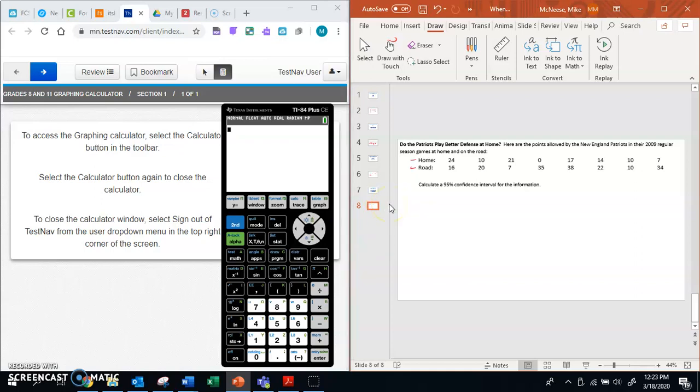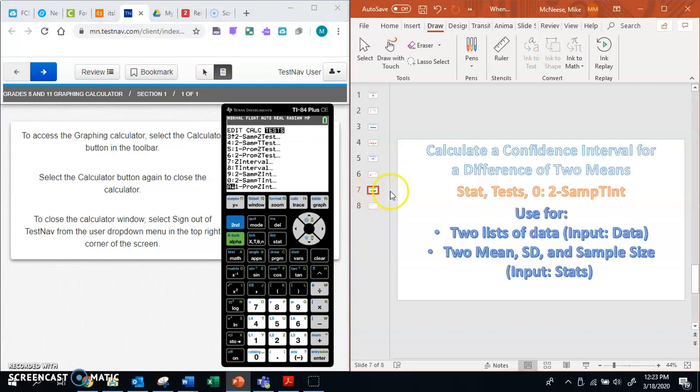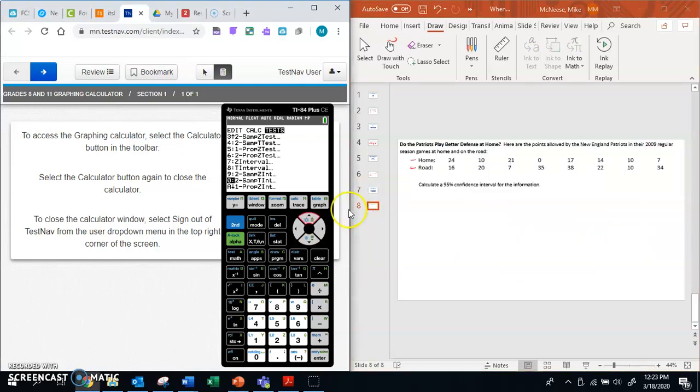So I'm going to show you how to do this with the calculator. Again, we're going to go Stat, go over to Tests, and then go down to option 0, which is 2SampTInt. If I hit enter, the first thing it's going to ask me is data or stats. I'm going to choose data because I have two lists of data.